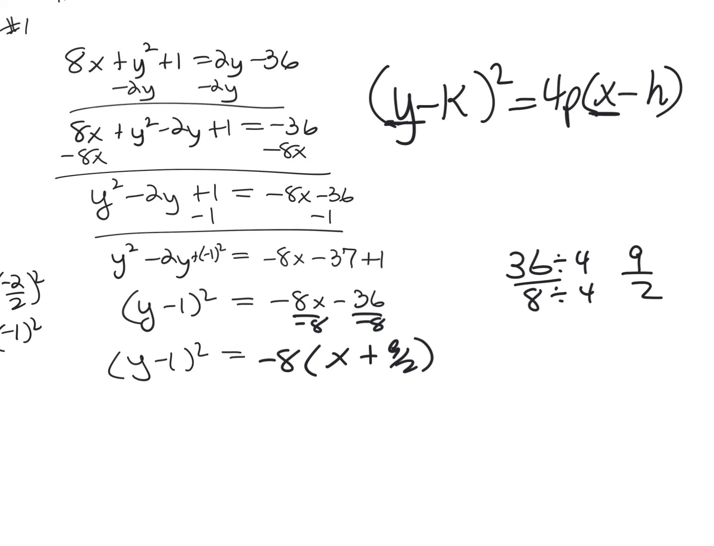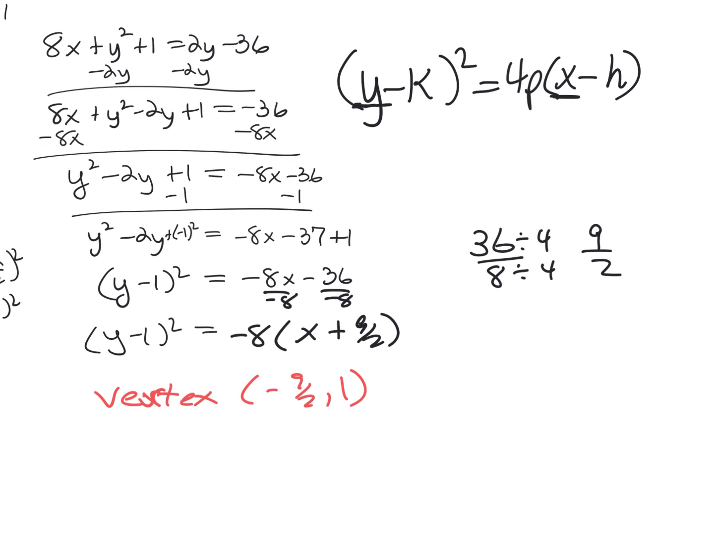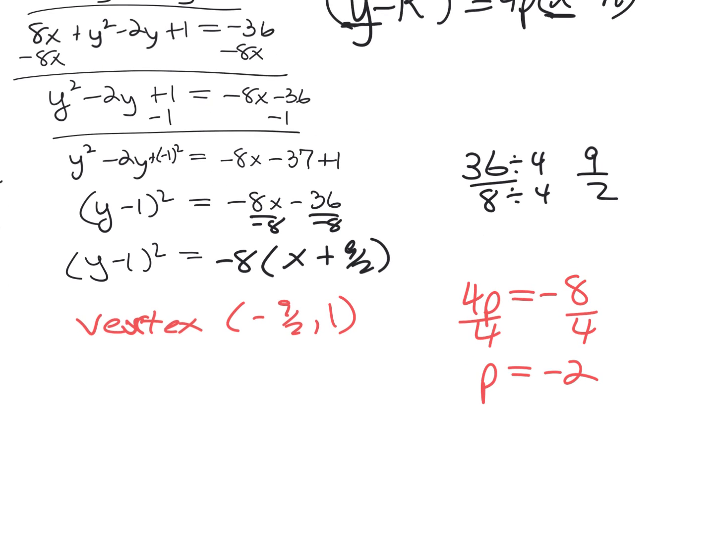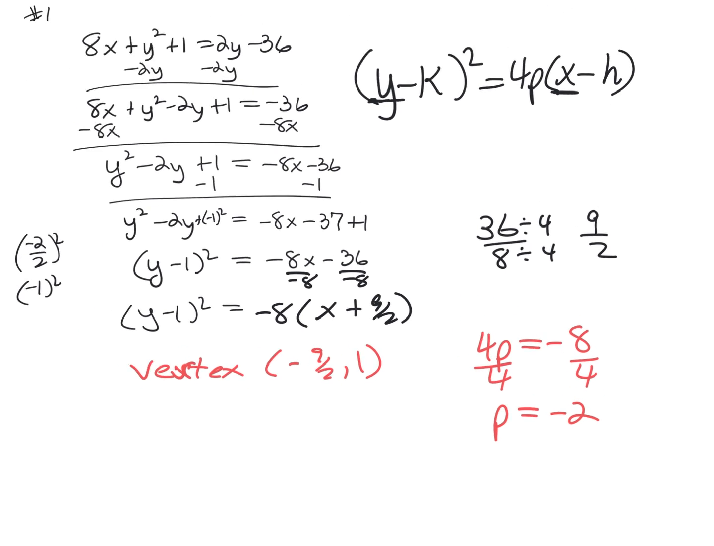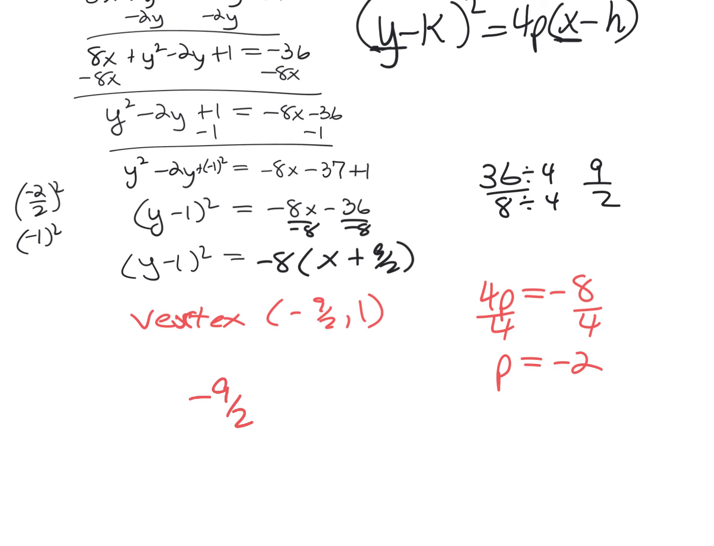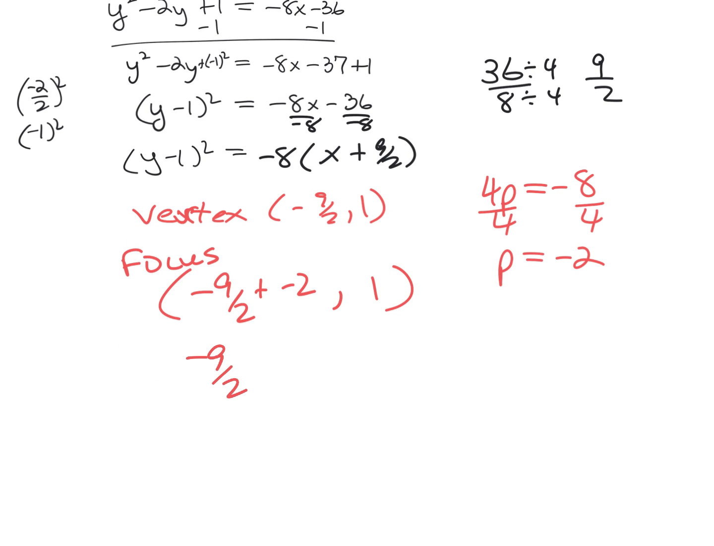So now I can find my vertex by pulling out the h and the k. So negative 9 over 2, comma 1. And then my p value, so 4p is equal to negative 8. Divide by 4, p is equal to negative 2, and I need to add the p value to the non-squared variable. In the original problem, my non-squared variable was x, so I'm going to take the vertex and add p to it, and then it'll become comma k. This is for the focus. So I need to find a common denominator here. I can turn the negative 2 into negative 4 over 2, which turns into negative 13 over 2. So that's your focus point.